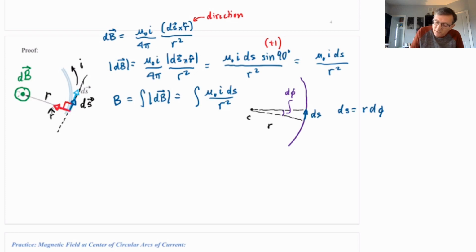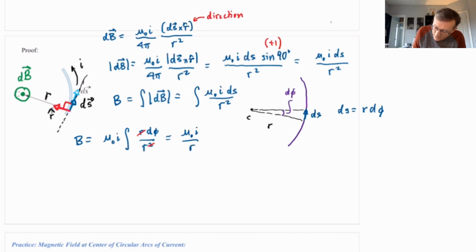And now I'm going to substitute that for the ds in the B formula. I'm going to bring the mu 0 I out front. Then I have r d phi over r squared. Cancel one factor of r. Every ds is the same distance, little r, from the center, right? Because the center of curvature is a special point. So I can bring the little r out front in this particular case.